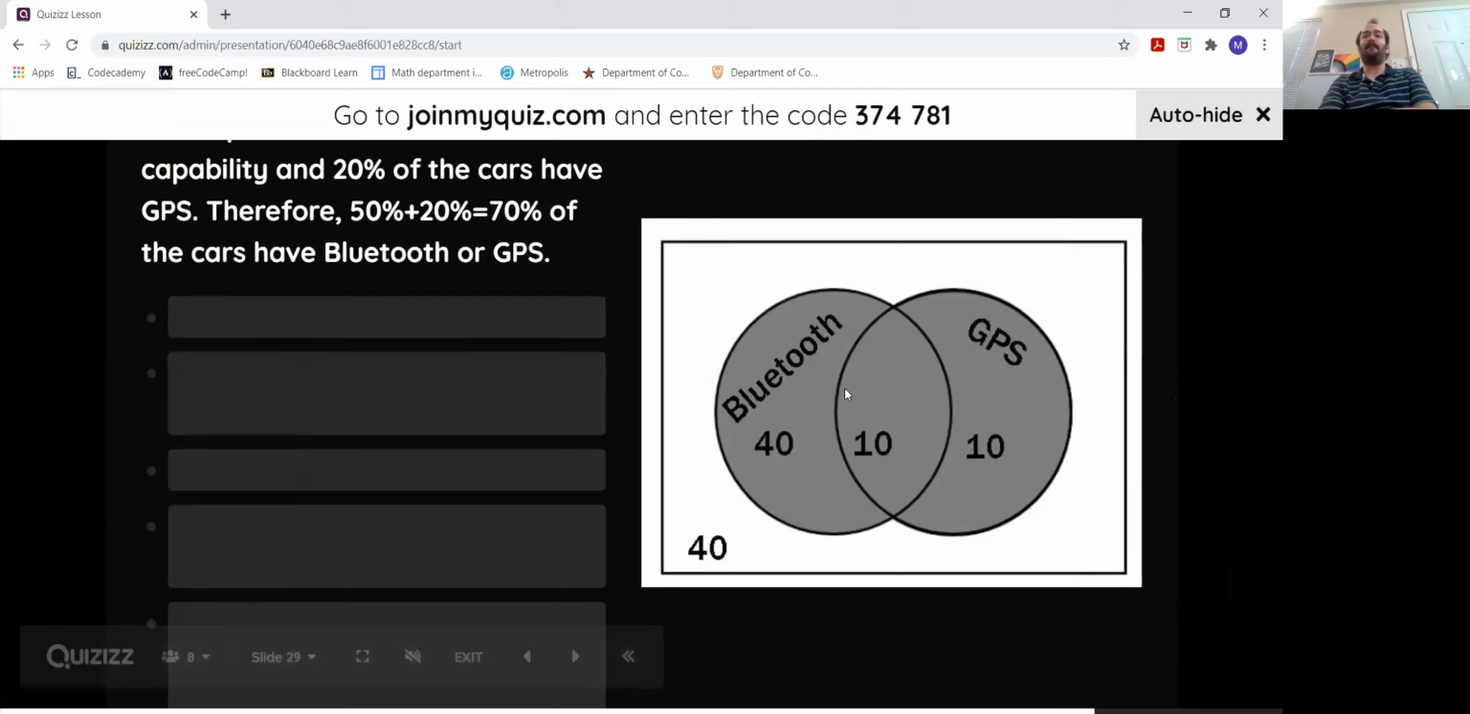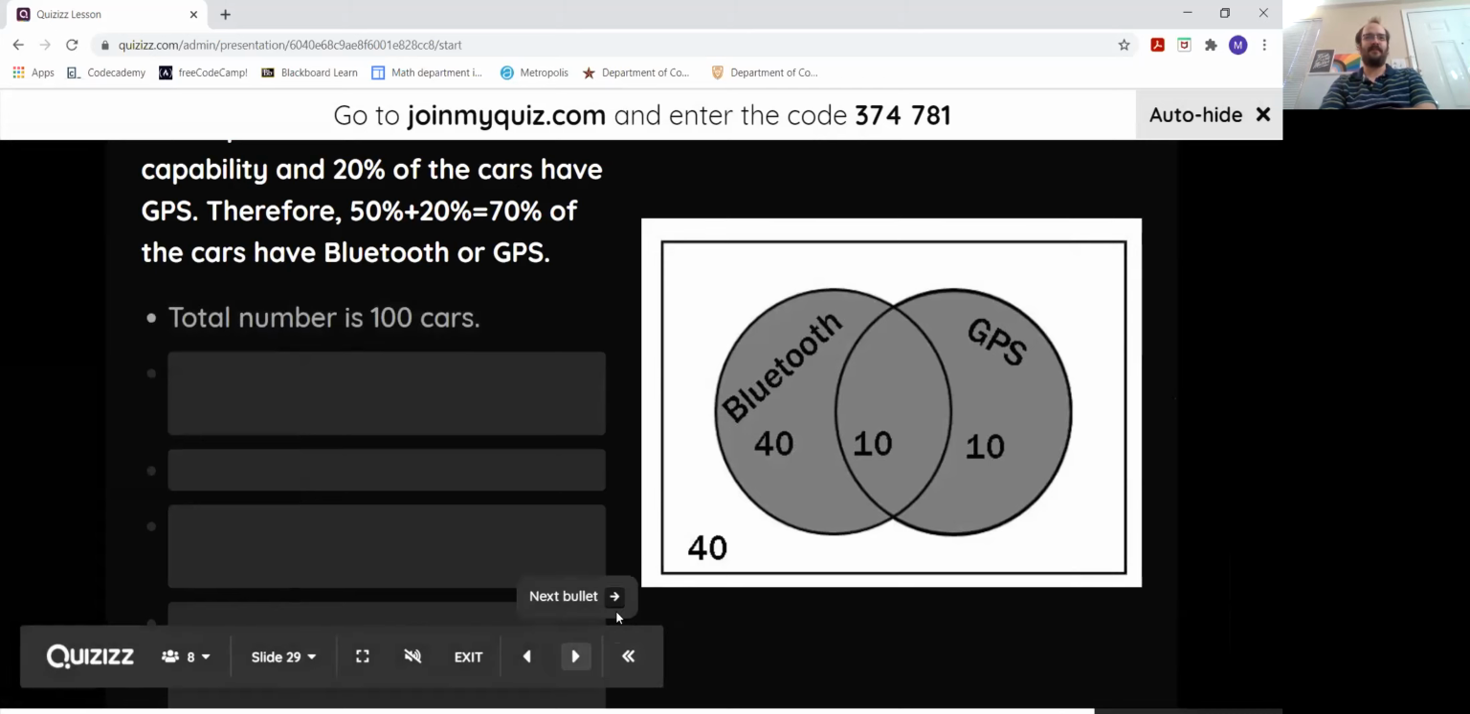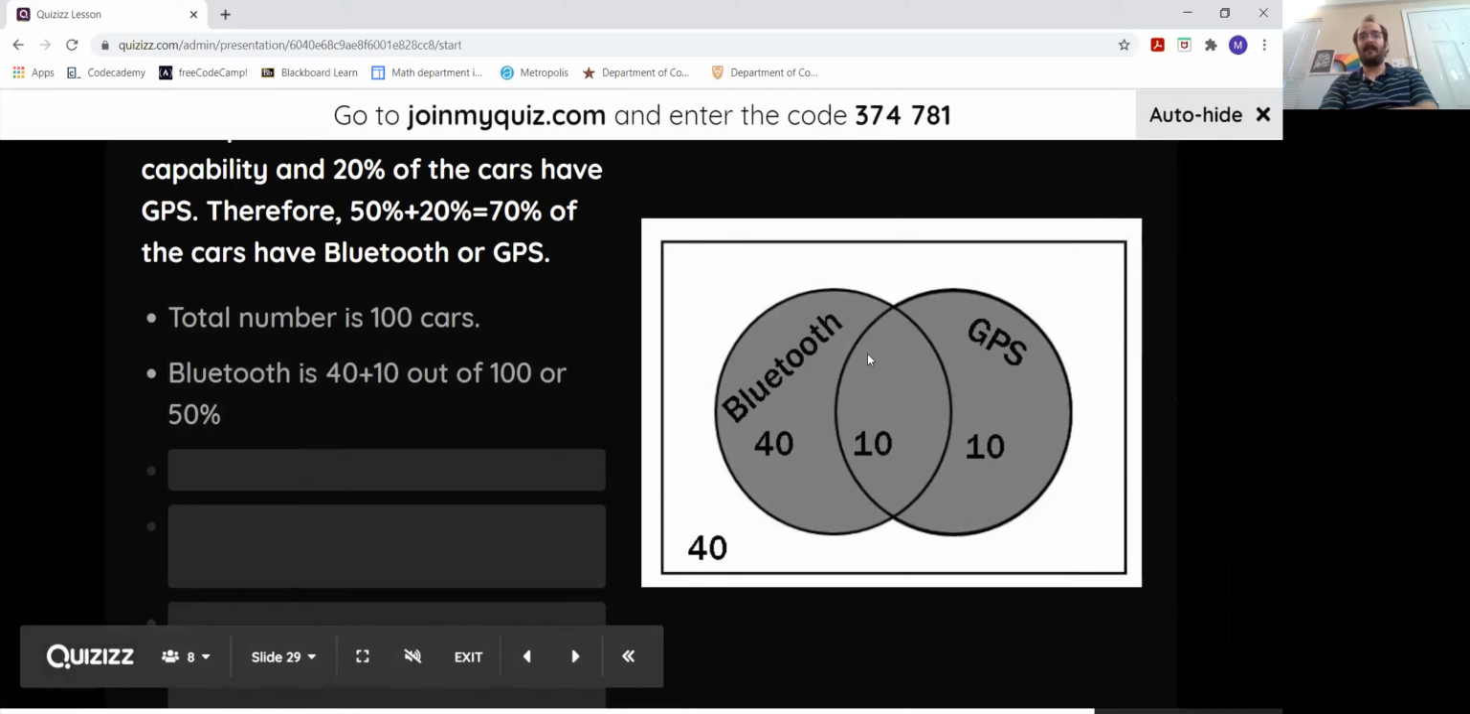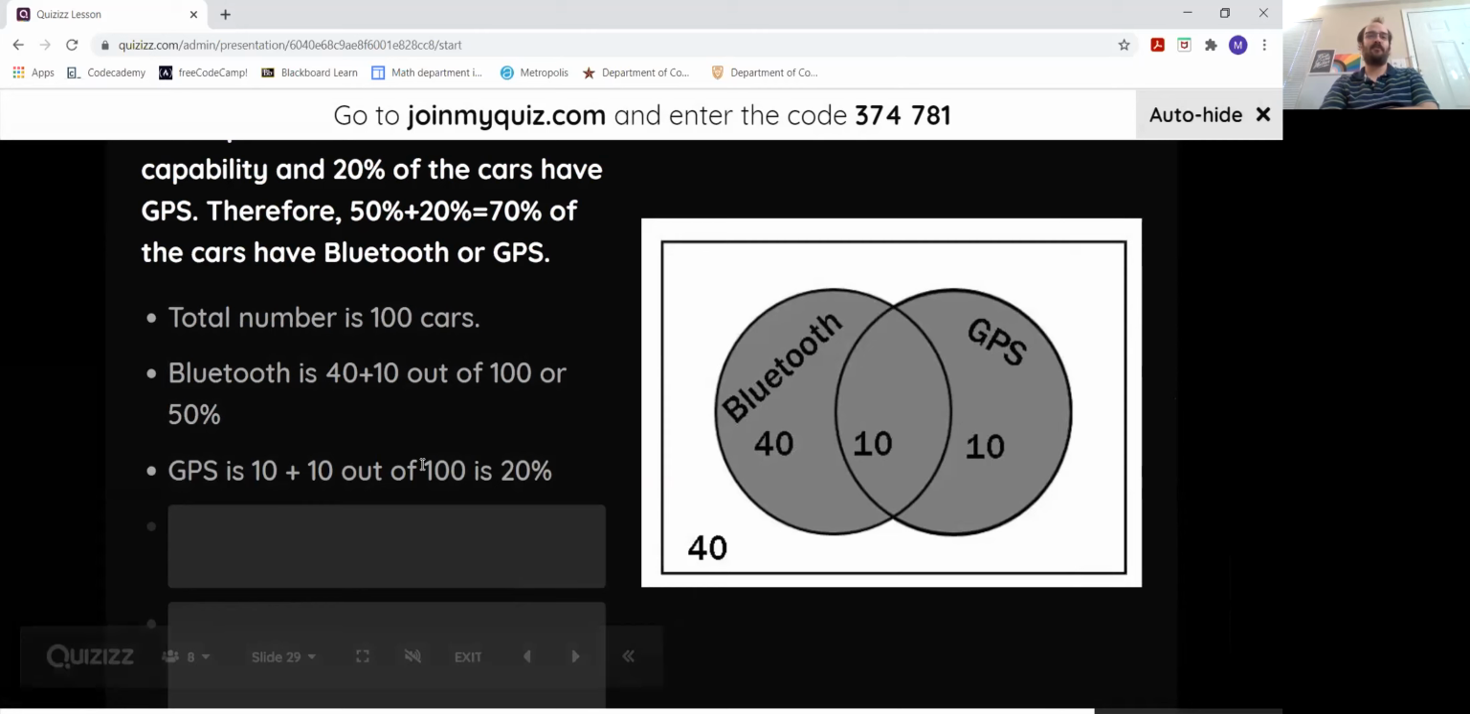So if we look at Bluetooth, well, let's look at the total number. If we add everything together, I believe I have 100 cars here. Now, if I look at my Bluetooth, that's the 40 and the 10. That is 50 out of 100 or 50%. My GPS is 10 plus 10, or 20 out of 100, which is 20%.